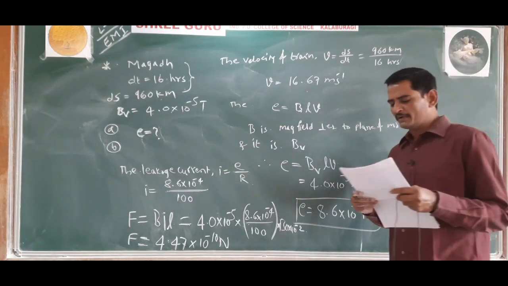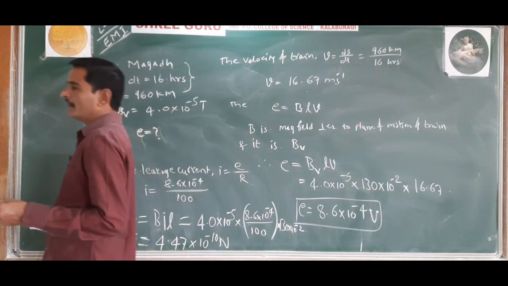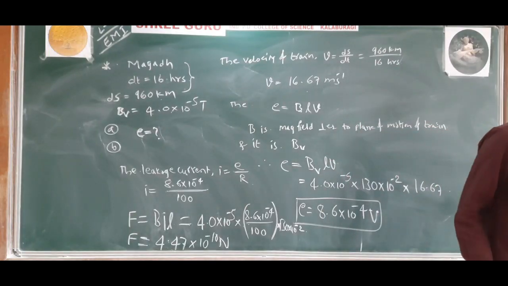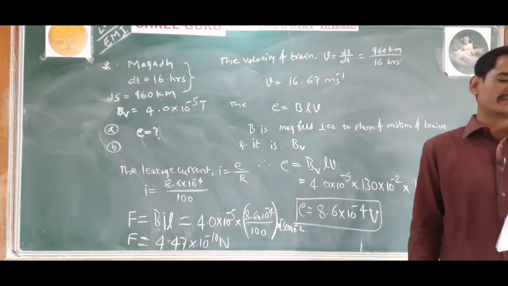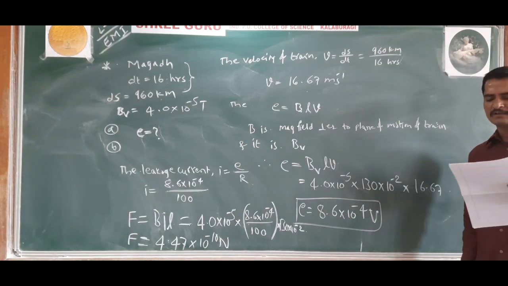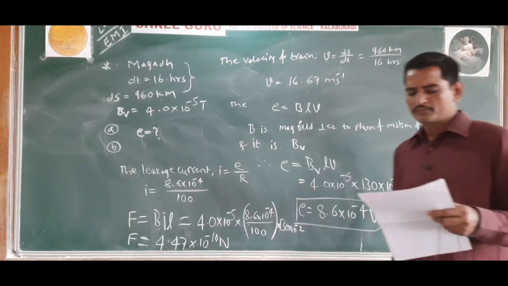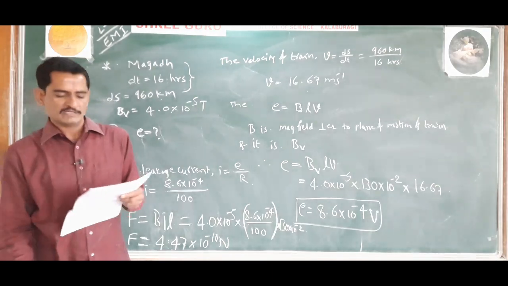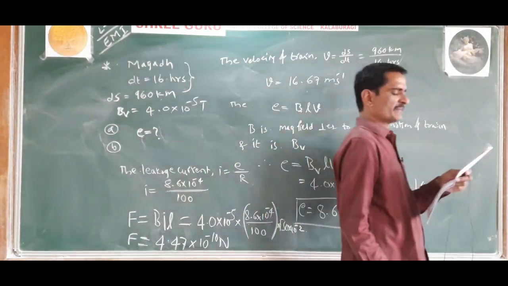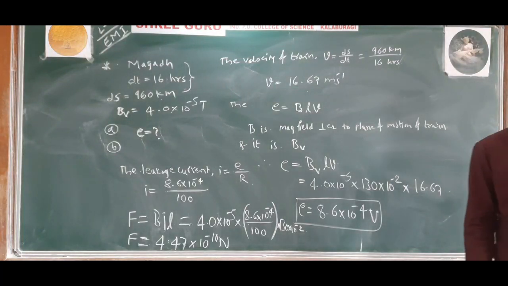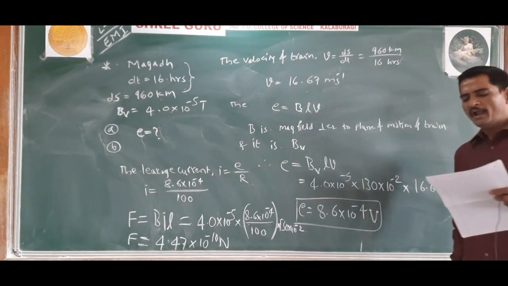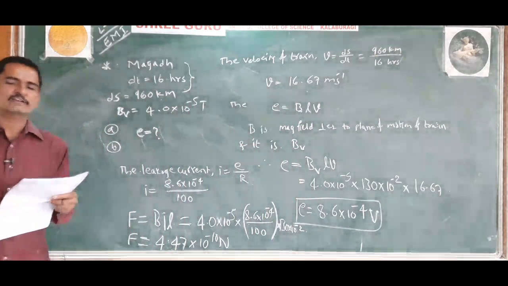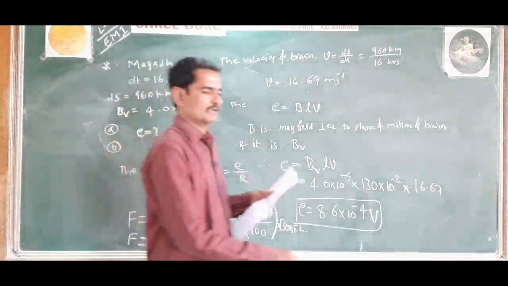if the Earth's magnetic field at the location has a magnitude of 5 into 10 to the power minus 4 Tesla, and the dip angle is 30 degree.